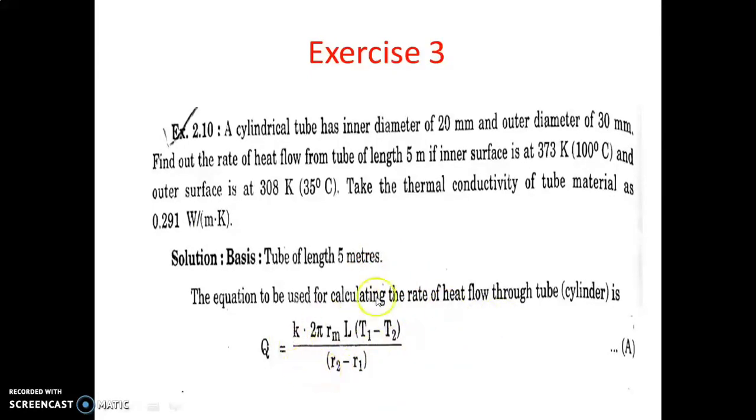So this is our equation: Q is equal to 2 pi K Rm L into T1 minus T2 divided by R2 minus R1. K is the thermal conductivity, Rm is the log mean radius, L is the length of the tube, T1 and T2 are the temperatures of the inner and outer surface, and R1 and R2 are nothing but the inner and outer radius of the cylindrical tube.